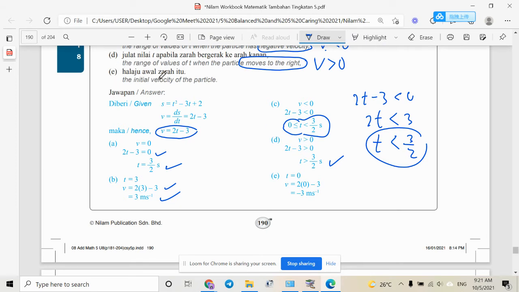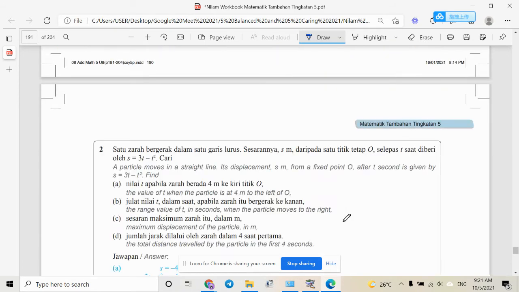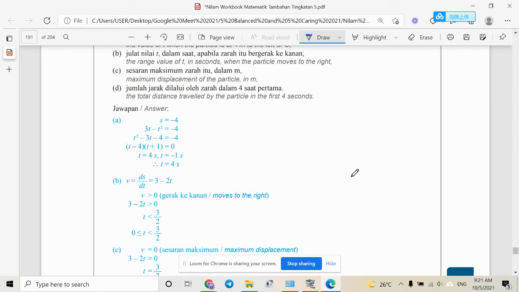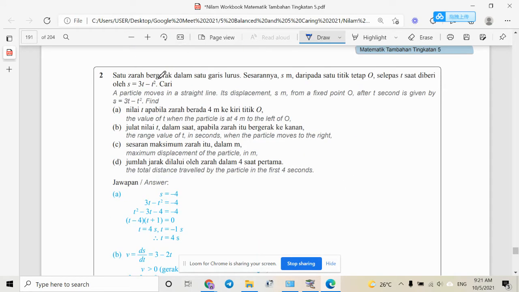Question E, the initial velocity. Initial, again, t equals 0. So just substitute and get the answer. This topic, actually, you can score quite easily. Page 191, because all follow a similar pattern and follow the keywords.